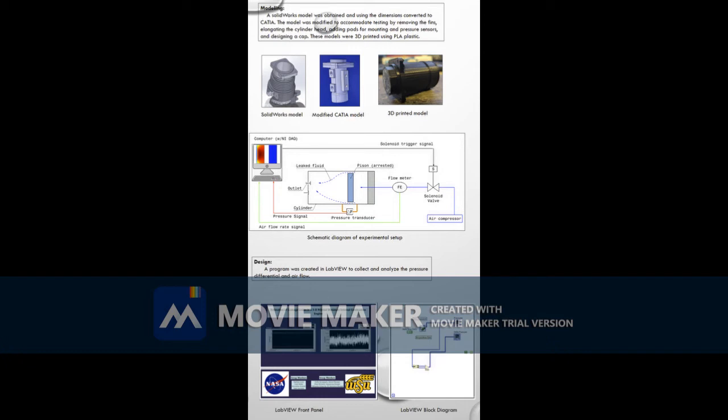A LabVIEW program was designed to collect and analyze the pressure differential and airflow. On the left is the LabVIEW front panel. Two graphs are shown. One shows the two pressures, one before and one after the piston, and the other graph shows the differential pressure between the two. On the right is the block diagram. It contains a DAQ assistant that passes all its signals into the two graphs. All of these are inside a while loop.